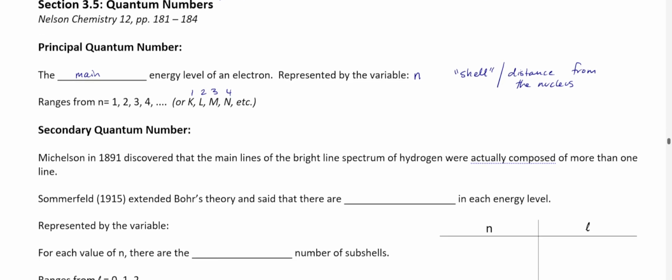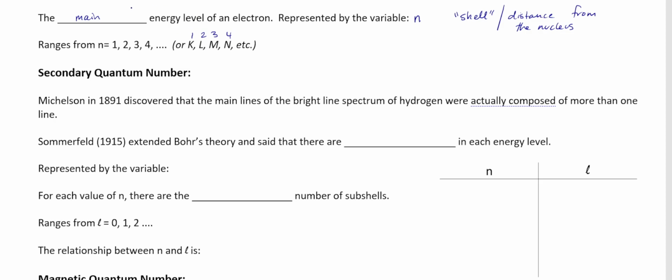The secondary quantum number shows that within an energy level, so within the first energy level and the second energy level and so on, there are actually subshells. So there are sub-energy levels within each energy level. The secondary quantum number is given by the variable L, and for each value of n, there are the same number of subshells. In the first energy level, n is 1, there's 1 subshell. In the second energy level, n is 2, so there are 2 subshells, and so on. The numbers of L can go from 0 all the way up to n minus 1.